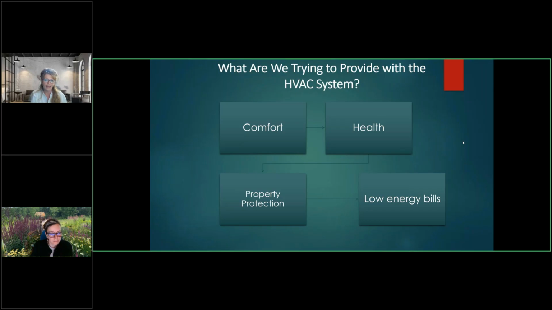And so I cannot stress enough the importance of getting your mechanical designers, your HVAC contractors on board very early in these conversations, because they need to understand clearly what the expectations are of the homeowner and what you are doing to design these homes and to build these homes, because it is going to affect all of these things for the homeowner.